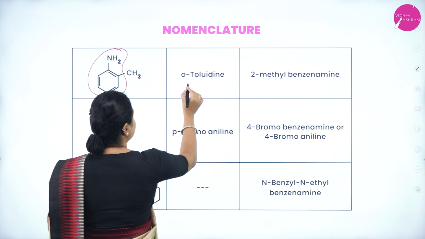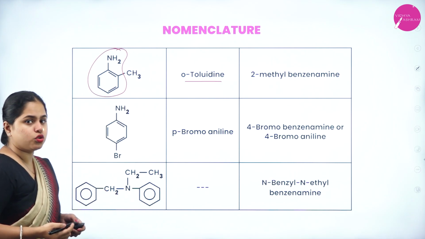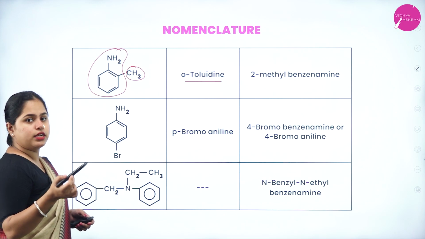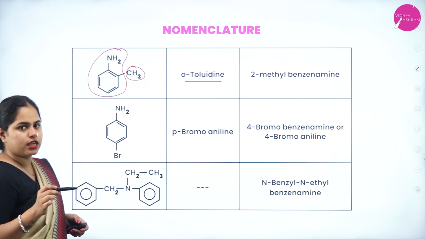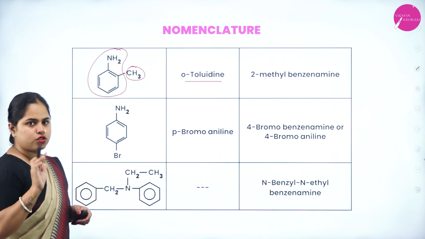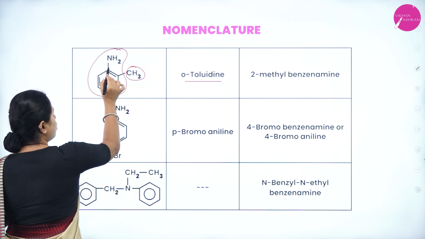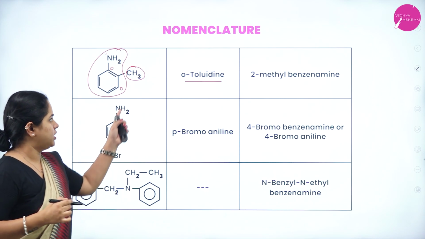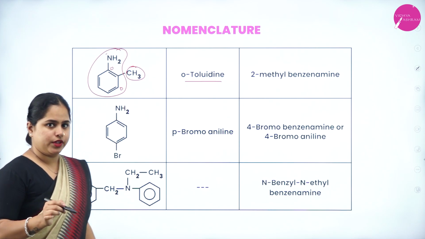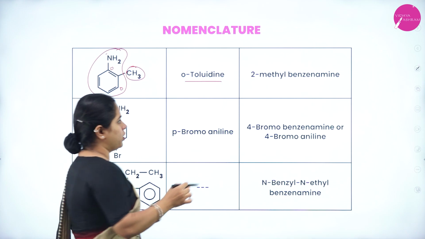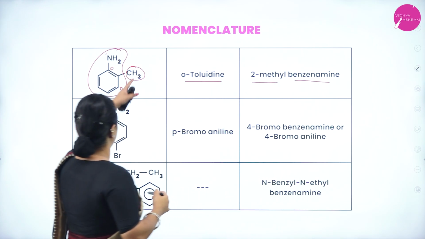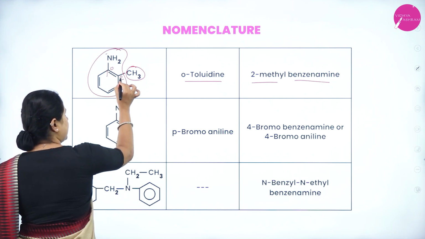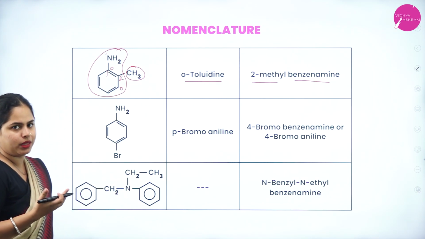So the common name is orthotoluidine. Now why is it toluidine? On benzene you are having the methyl group, so that is called toluene. We have already discussed this, right? And on the ortho position, this is the ortho position, you have the amine. So that is why it is called orthotoluidine, right? Or else in IUPAC name you can write it as 2-methyl benzenamine. So this much part is benzenamine, and on the second carbon atom, this is the first carbon atom, the second carbon atom you have the methyl group. That is why 2-methyl benzenamine.